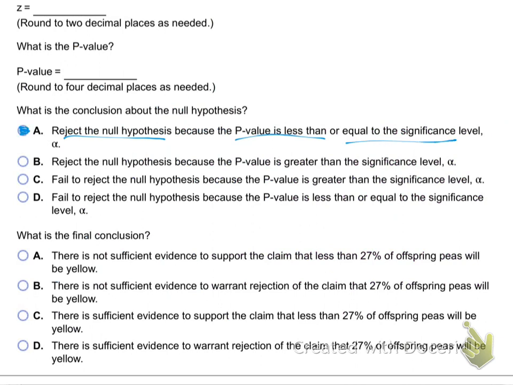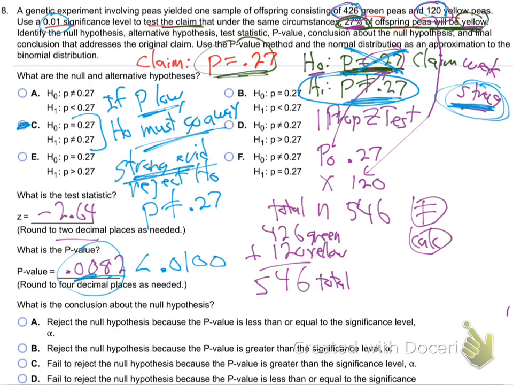Yep. And what's the final conclusion? Down here, sufficient evidence to warrant rejection of the claim. Right? There's sufficient evidence to reject the null, which is rejecting the claim. See, the claim was up here with the null. We reject that when we reject the null. We reject that p equals 0.27. We believe it does not equal 0.27.